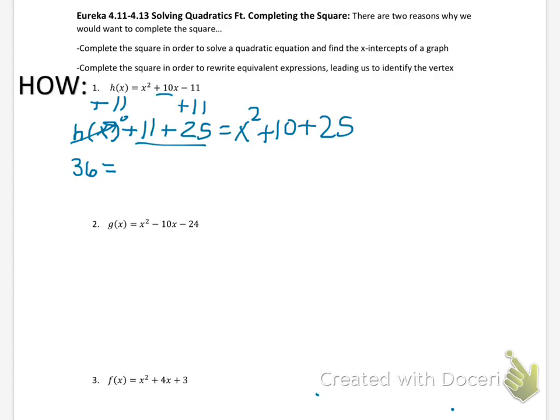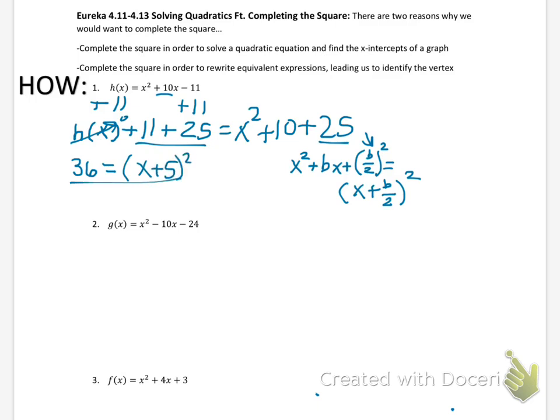Now, if we have x squared plus bx plus b over 2 squared, which is what we have here because our 25 was b over 2 squared, that's going to be equal to x plus b over 2 squared. So now we have x plus 5 squared. And now this looks like something we know how to solve. So I want you to pause it and try to solve this the same way we did yesterday.